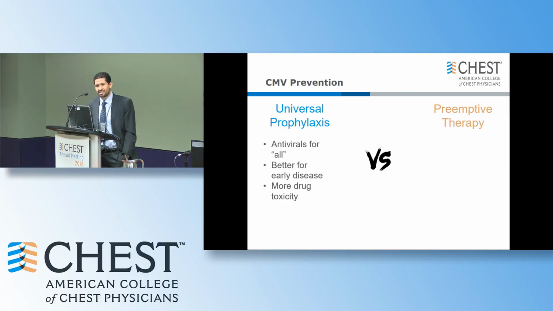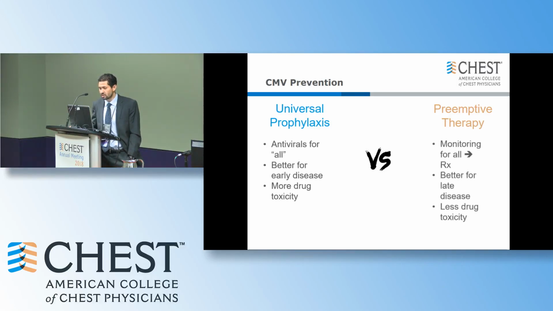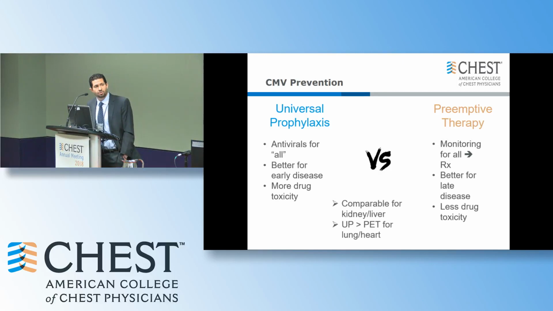Universal prophylaxis involves antivirals for all patients, or at least all patients that are high risk due to serology status. It is better for early disease, with less incidence in the first 6 to 12 months. There is more drug toxicity. This is compared to preemptive therapy, in which you monitor CMV PCR in all patients and then start treatment, trying to preempt disease in those who have a positive test. This is better for late disease after 12 months, and there is significantly less drug toxicity. Now, for kidney and liver transplants, this is comparable as far as which one to use. However, for lung and heart transplants, given the higher incidence of CMV, we do typically use universal prophylaxis.